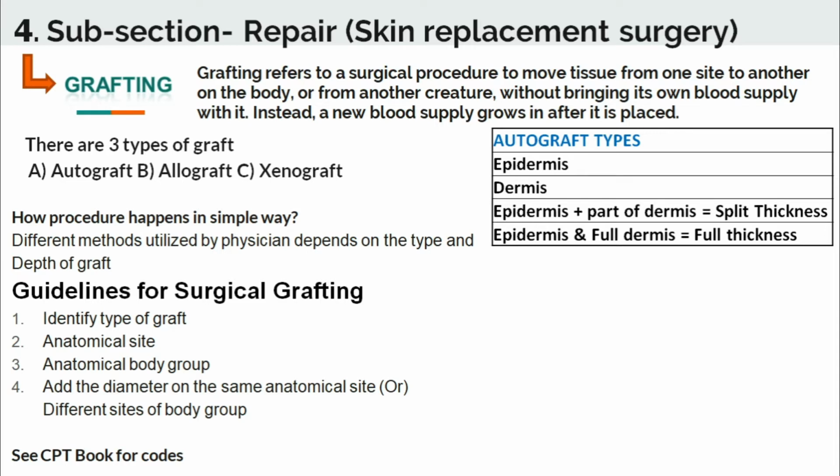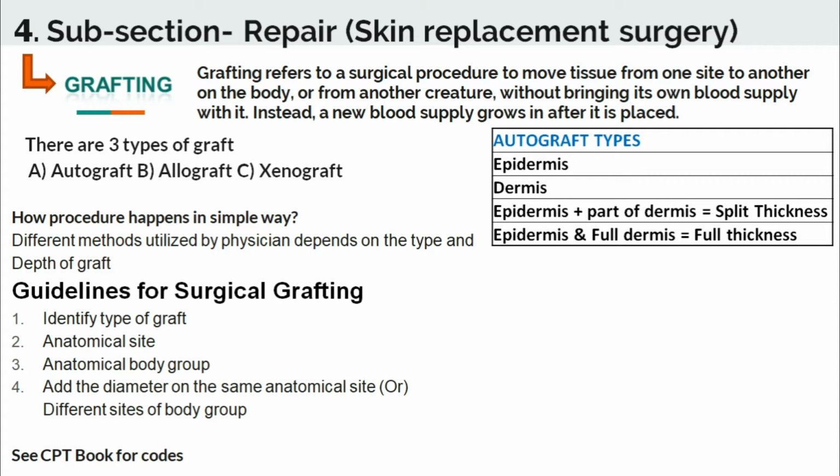What is autograft? Autograft means removing healthy tissue from one area of the body and placing it in another area of the body for the same patient. Allograft means removing healthy tissue from one person and placing it in another person. Xenograft means removing tissue from an animal and placing it in a human body.